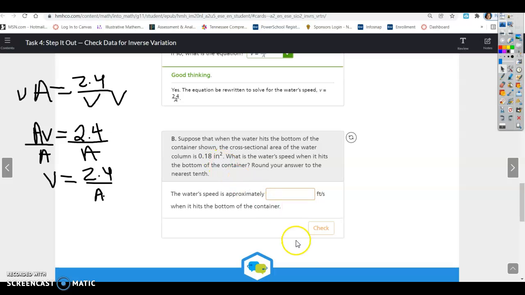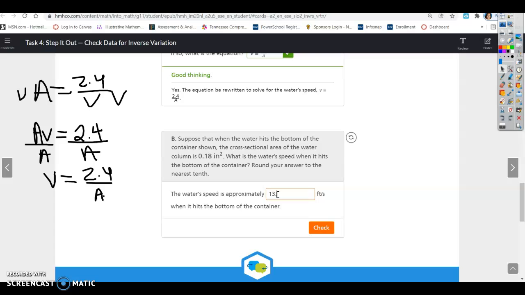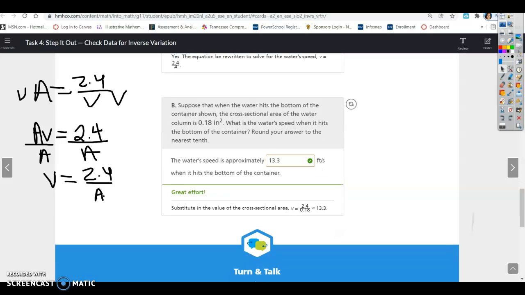So if we do 2.4 divided by 0.18, that's going to give us 13.333. This says round your answer to the nearest tenth. So 13.3 feet per second when it hits the bottom of the container.